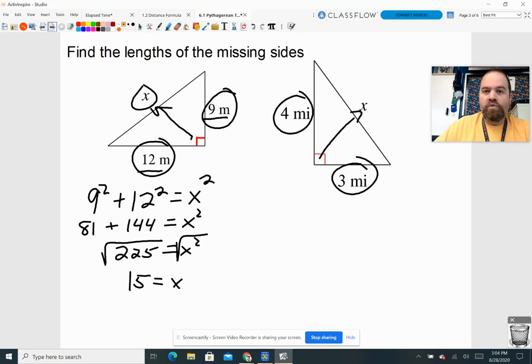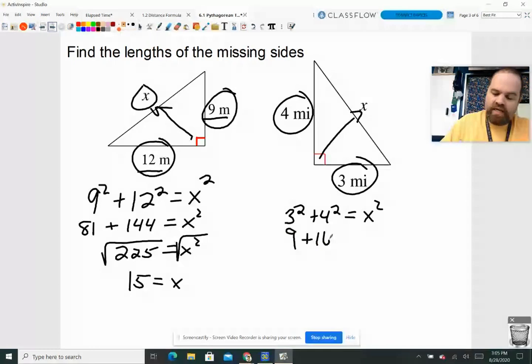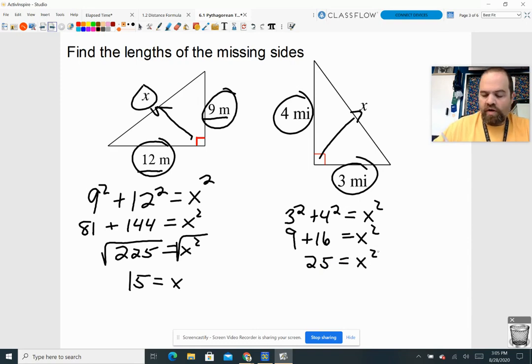Okay, similarly on this next one, I've got my a and b. My hypotenuse is what's missing, so the setup's going to look exactly the same. I've got my a squared plus b squared equals c squared. 3 squared is 9, 4 squared is 16. Again, just multiplying those numbers by themselves. Add them together is 25. Square root of 25, again, don't stop until you've hit that square root button. Square root of 25 is 5. Hypotenuse of that triangle was 5.